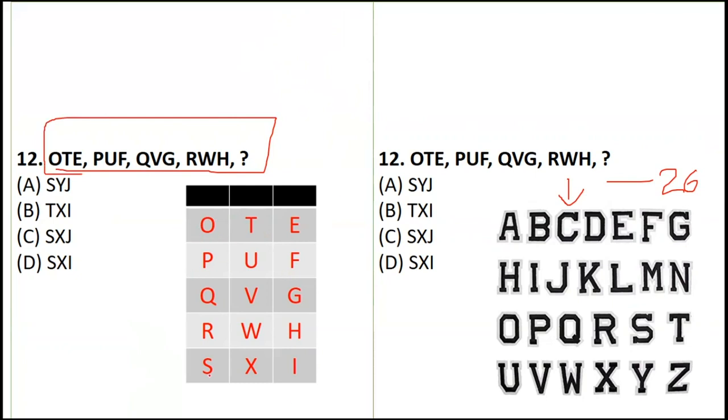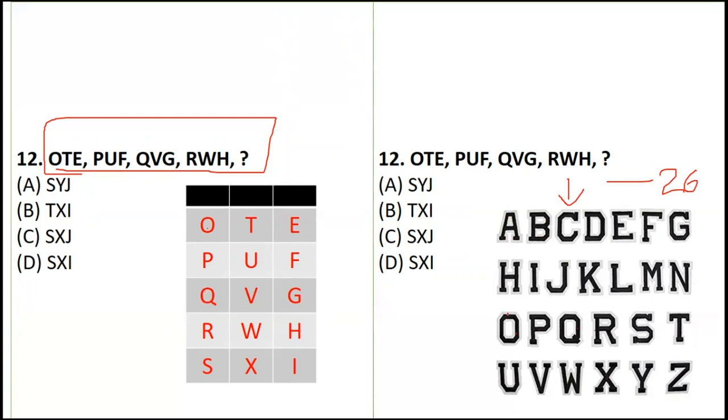I list them horizontally and vertically, which makes it easier to see. Horizontally, we see O, then 1, 2, 3, 4, 5, then T, then E. It's backward. Sometimes it will match up, but there is a lot of distance and no consistency. Let us go for the next one, P. We have P, then U, 1, 2, 3, 4. Then U and F: 1, 2, 3, 4, 5, 6, 7, 8, 9, 10. Here also you had a gap of 10.